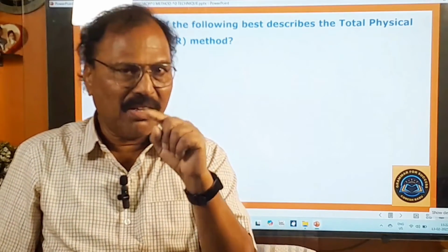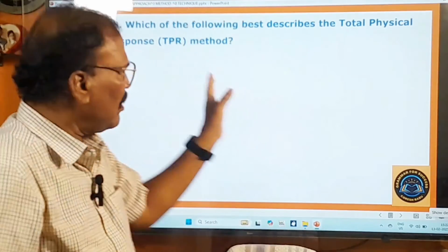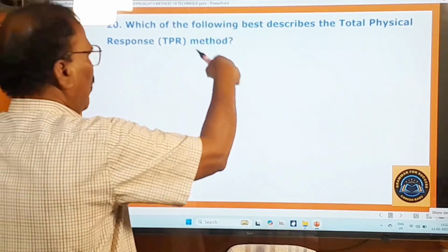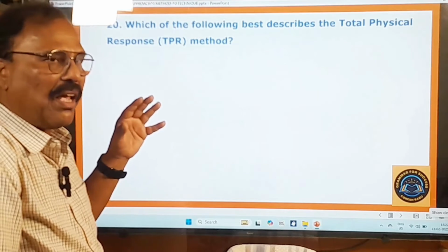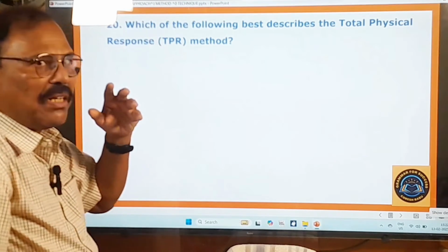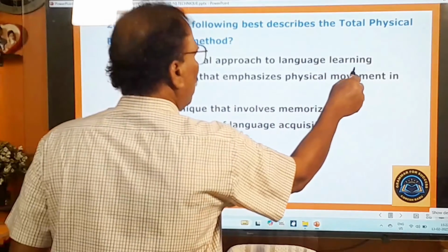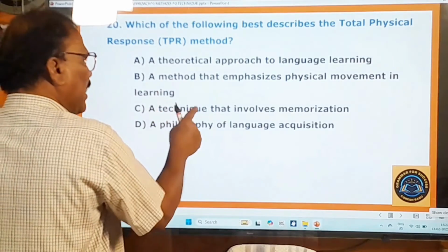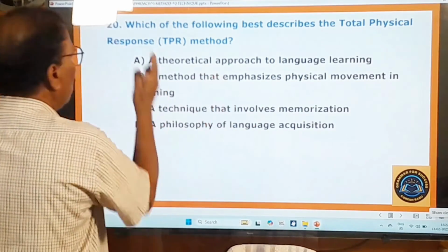Approach comes first, then from approach comes method, and from method comes the technique. Approach, method, technique. So what is it? So here, what is this TPR, total physical response? So I have not given you any idea about this total physical response method. Even then, I have given this question so that you will definitely have some idea. Okay, a theoretical approach to language learning, a method that emphasizes physical movement in learning, a technique that involves memorization, a philosophy of language acquisition. So it's all like that.